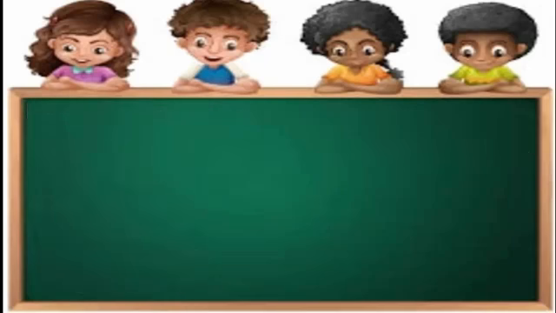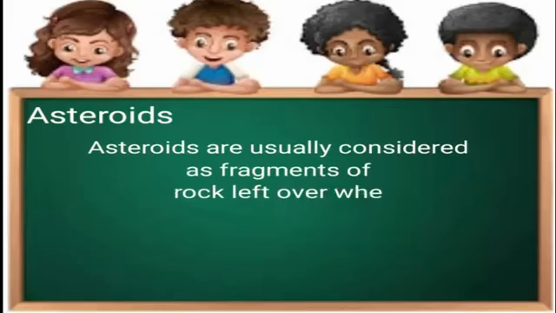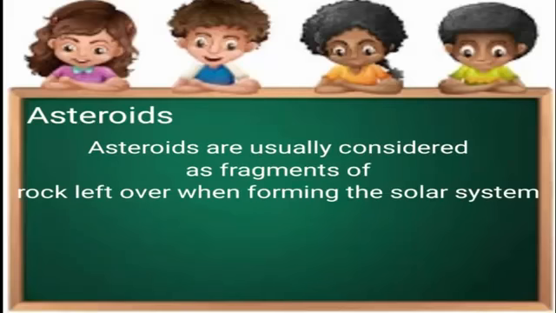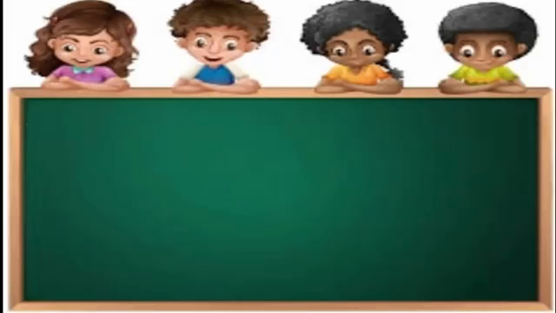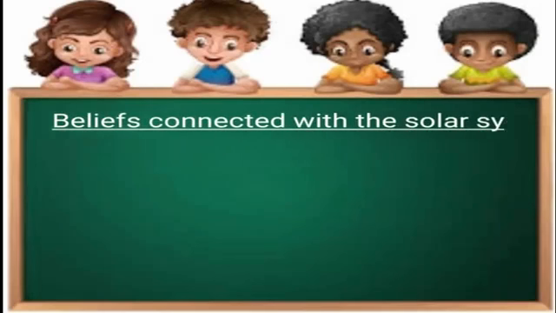Next we are going to learn about the asteroids. Asteroids are usually considered as fragments of rock left over when forming the solar system. Next we are going to learn about the beliefs connected with the solar system.